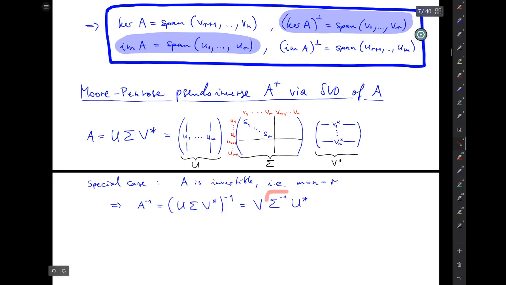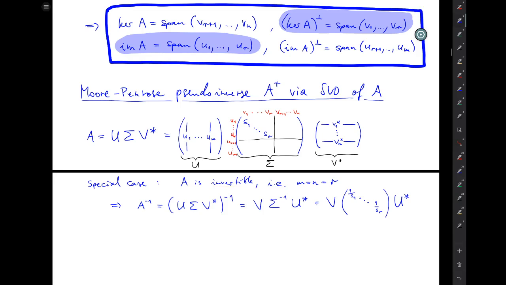And of course we can write down explicitly the inverse of our diagonal matrix. So of course you just take the reciprocals of your entries on the main diagonal, and then recall that this is square and full rank, because we're saying so here, because A is invertible.